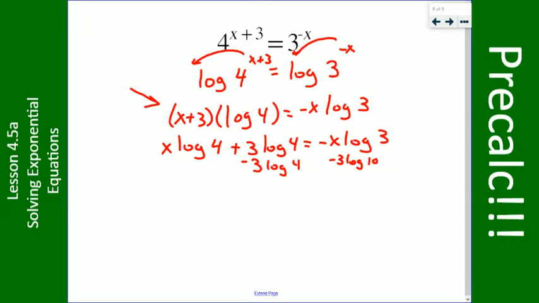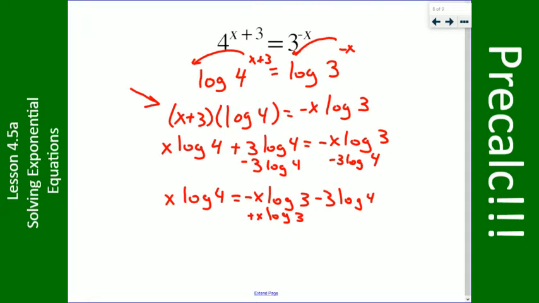Oops, log base 10 of 4. Okay, going to subtract that from both sides to have x log base 10 of 4 equals negative x log base 10 of 3 minus 3 log base 10 of 4.